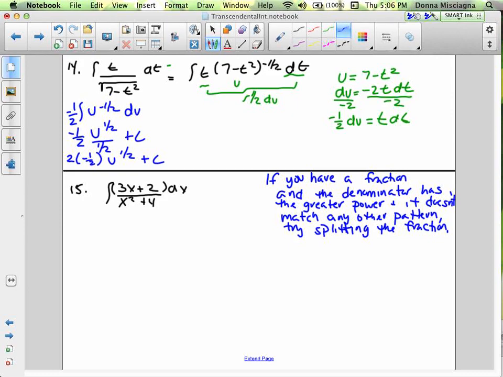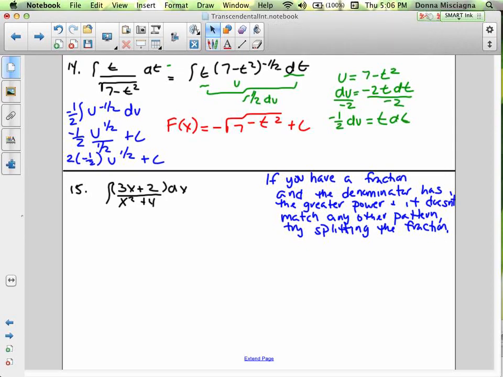And at this point, why don't we replace the u and rewrite our equation, the antiderivative. Right? So f of x equals negative, and I'm going to write it as a square root of 7 minus t squared plus c. There we go. Right? Sorry about the little blip there in the radical. All right, so that one is done.